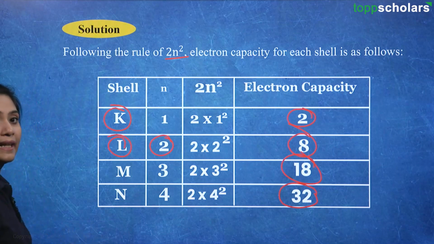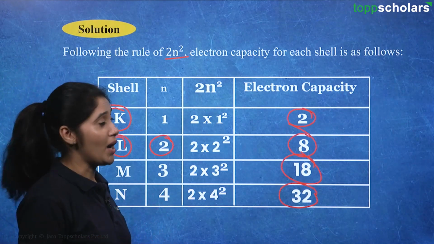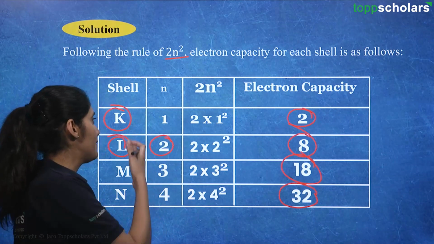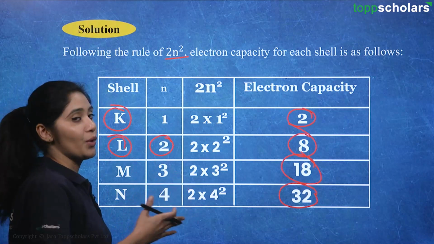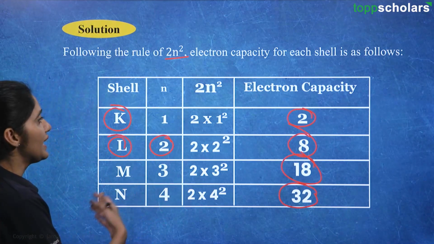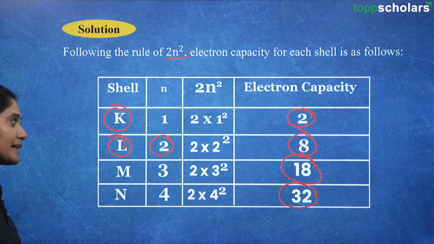So these are the electron capacities if we are given the shells K, L, M, N, O. As the number of shells increases, we can write the electron capacity of the atom. Okay.